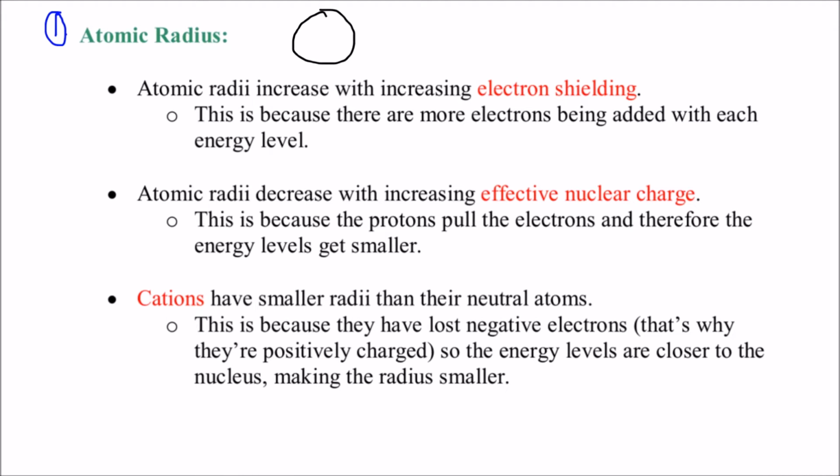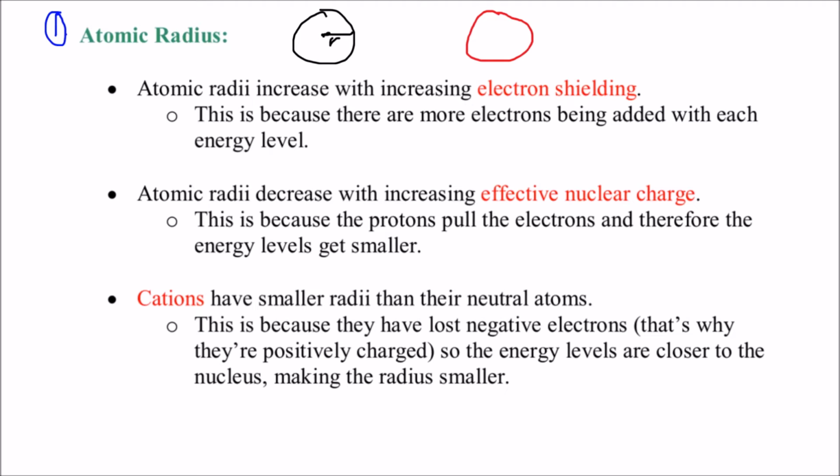Normally, when we define a radius, we start at the nucleus and go out to the edge of the circle, and that's the radius. But since we don't know what the edge of the circle is for an atom, because we really don't know how far out those electrons can get, that makes defining the radius of the atom a little bit trickier. So here's what we actually do.